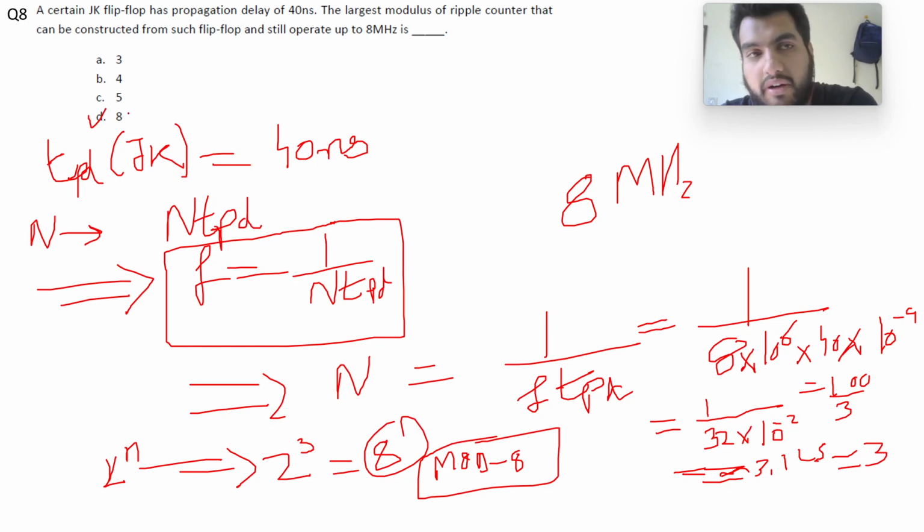One thing I would like to point out here is that option 3 was also given. Sometimes in a hurry we just find that the number of flip-flops required was 3, so we mark it. But we need to find the modulus of this ripple counter, so that's why we wrote the number of states it will count, that's 2 to the power number of flip-flops, that is 3, so that's 8. These things should be kept in mind while doing these questions.